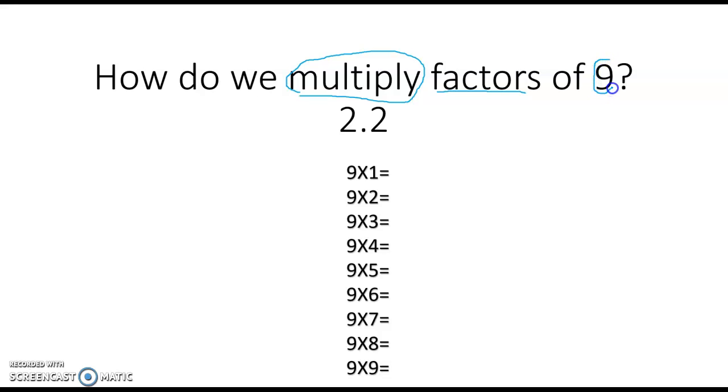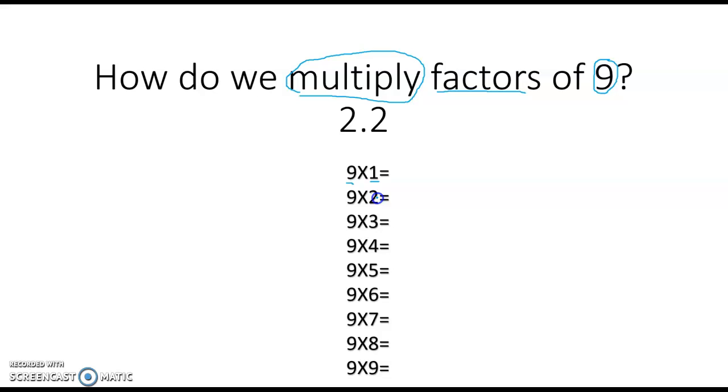Remember, your factors are the numbers that you're multiplying. So these are factors. Factors of 9 are any number that we're multiplying by 9. So 9 times 1, 9 times 2, 9 times 3, 9 times 4. And again, like we said yesterday with 2's and 5's, you can swap your factors. So you can do 1 times 9, 2 times 9, 3 times 9. You can switch them and still get the same answer or the same product.